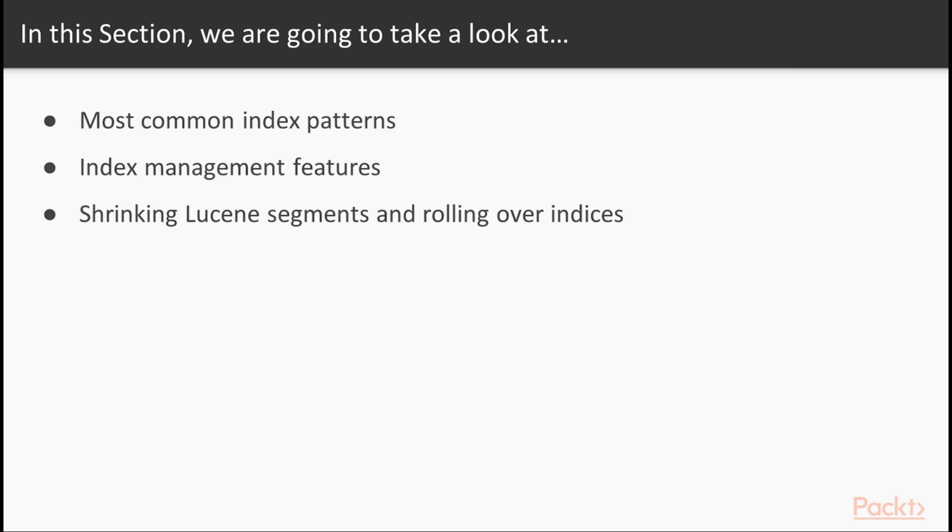We'll start off by going through the two most common index patterns found in Elasticsearch, monolith and rolling. We'll then move into part two, where several important index management features are covered. Finally, this section is concluded with a look at shrinking Lucene segments to create smaller indices in a process known as force merge, and the rollover feature, which lets you use an alias to roll over an index based on an age or size threshold.